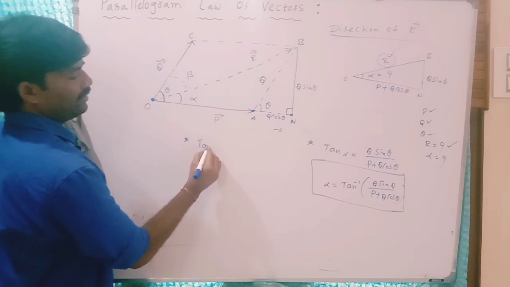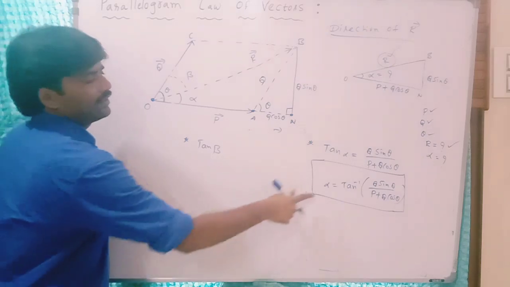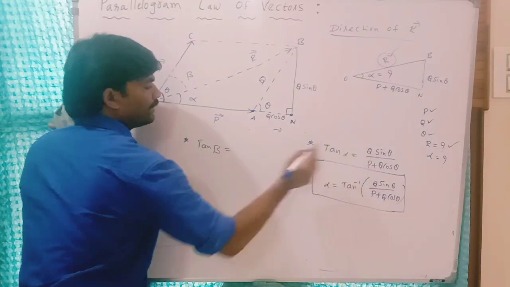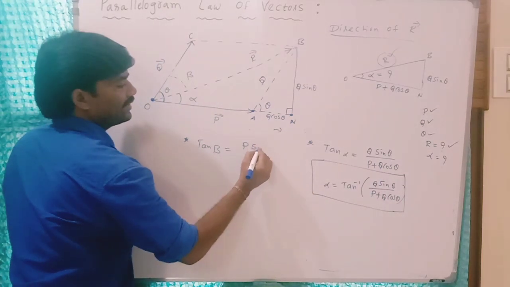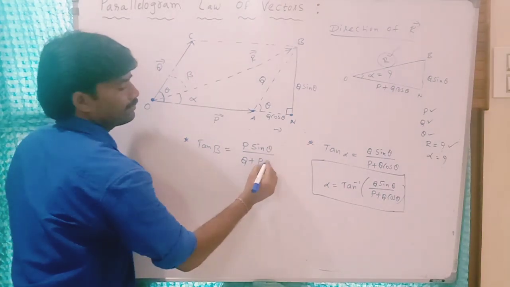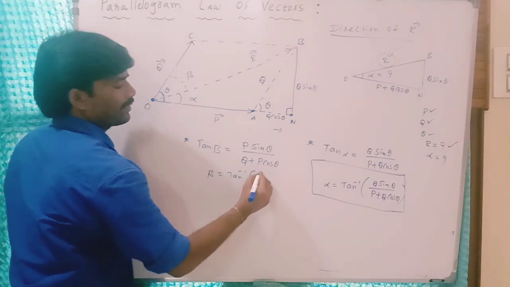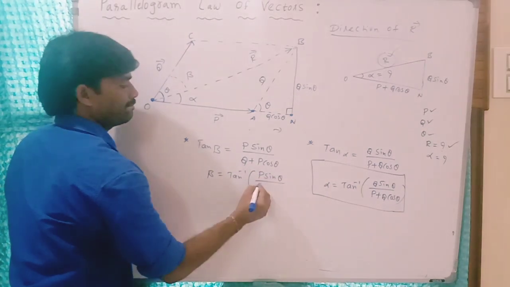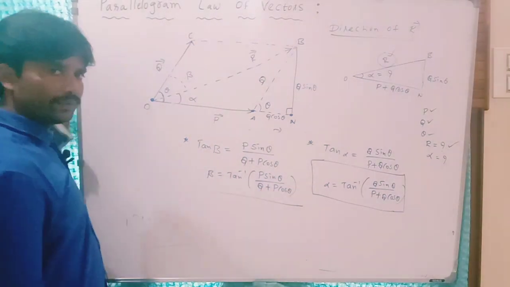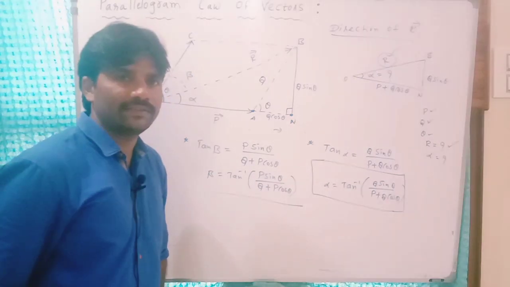Or based on that alpha, you can also write the equation for beta directly. Tan beta. What is beta? Angle made by the resultant vector with this Q vector. So based on this, you can write directly by interchanging P and Q. So you can write tan beta equal to P sin theta by Q plus P cos theta, or beta equal to tan inverse of P sin theta by Q plus P cos theta. These two angles represent direction of resultant of two vectors. Clear?